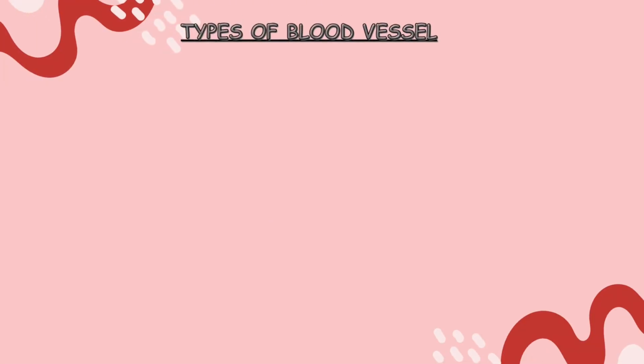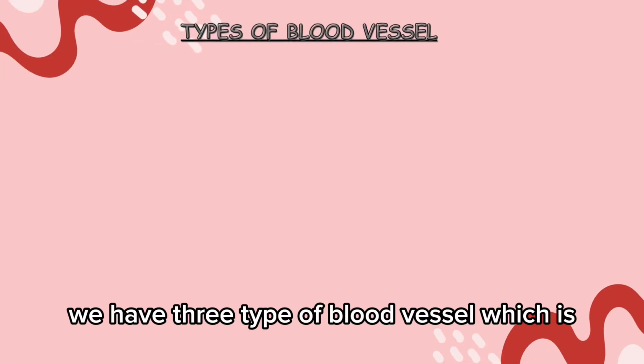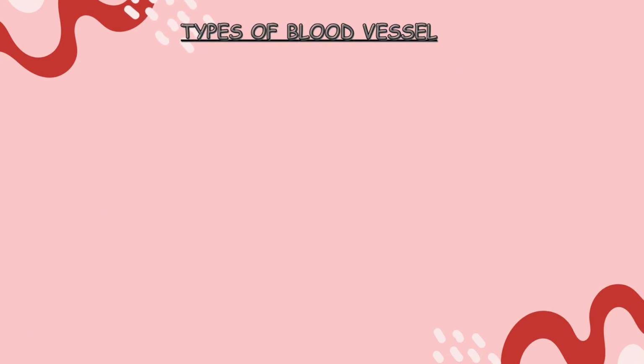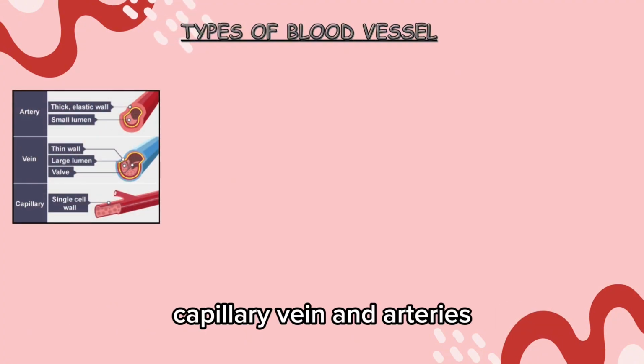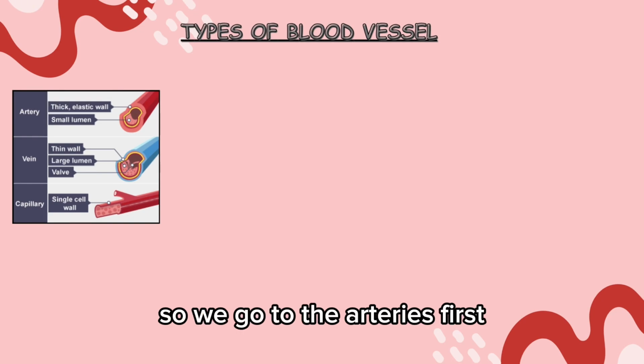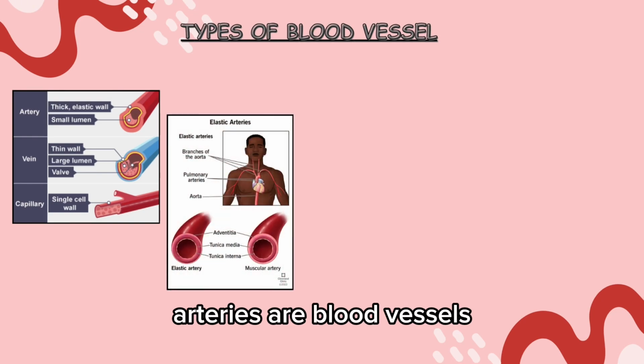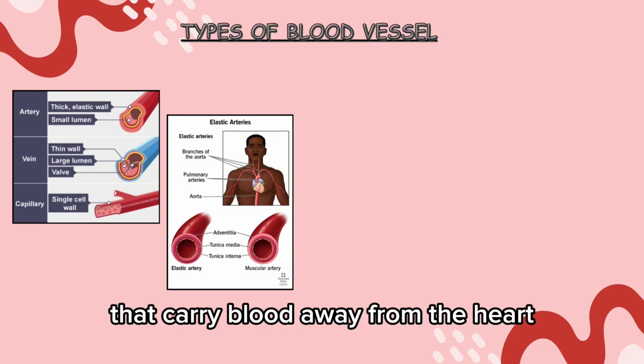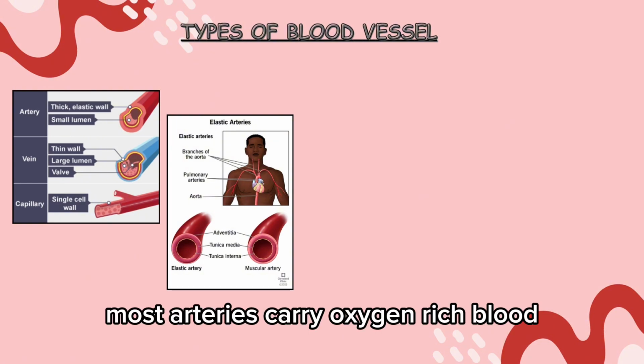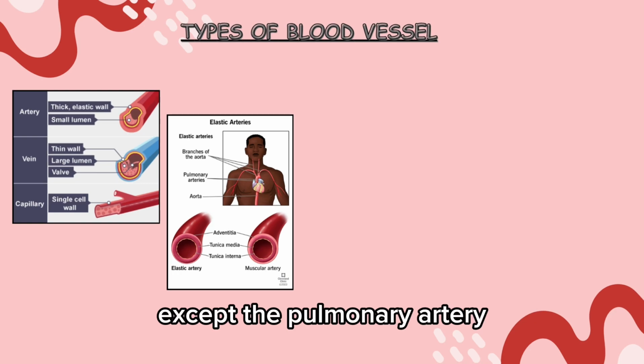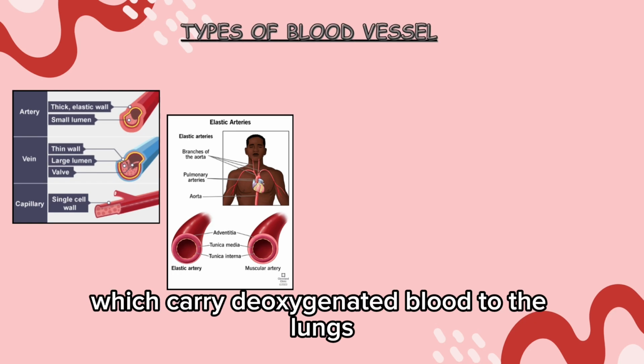Next, we go to types of blood vessels. We have 3 types of blood vessels, which are capillaries, veins, and arteries. So we go to the arteries first. Arteries are blood vessels that carry blood away from the heart. Most arteries carry oxygen-rich blood except the pulmonary artery, which carries the deoxygenated blood to the lungs.